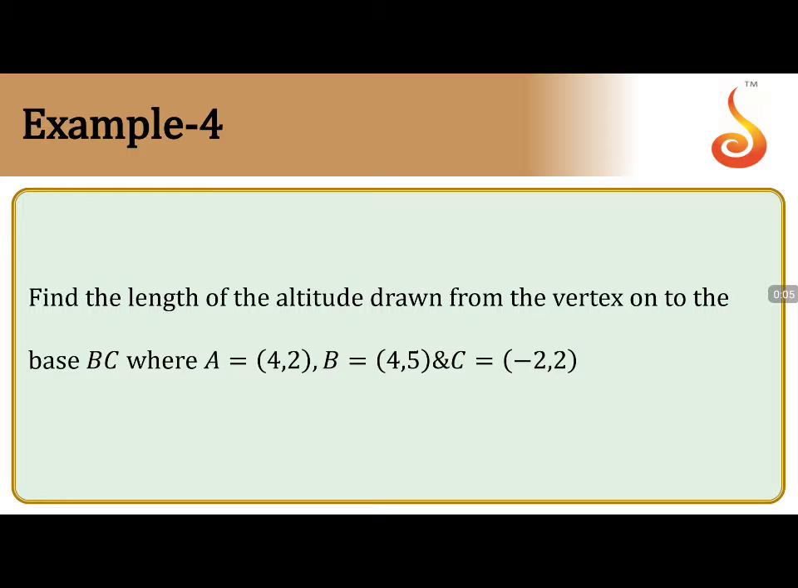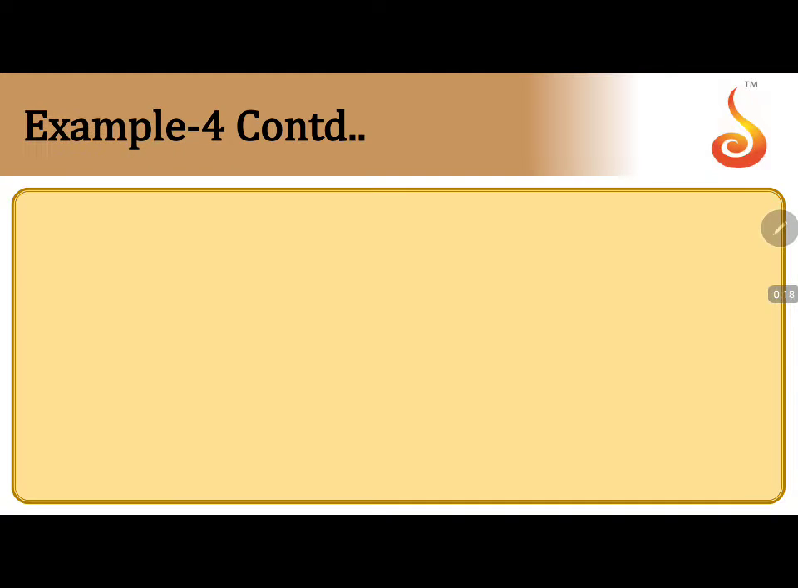Let us find out the length of the altitude drawn from vertex A on the side BC. We'll now go for a diagram. Let me take a triangle. This is triangle ABC.